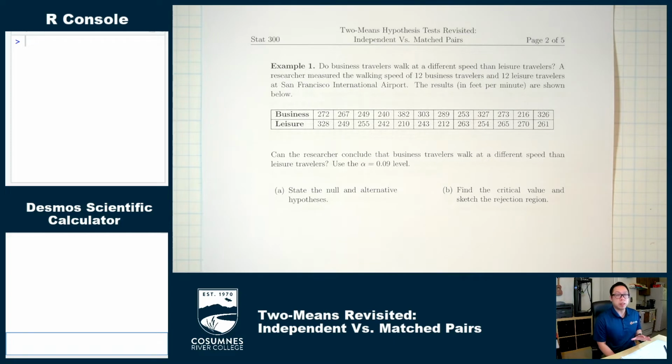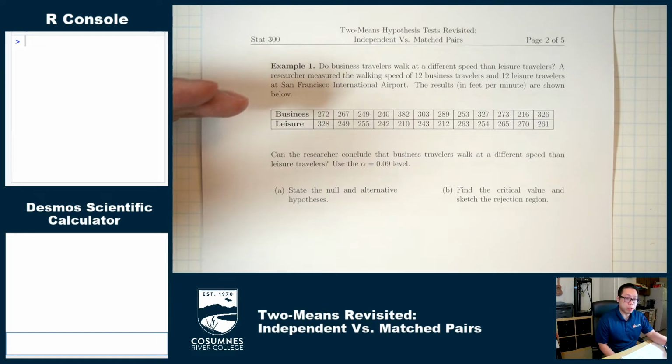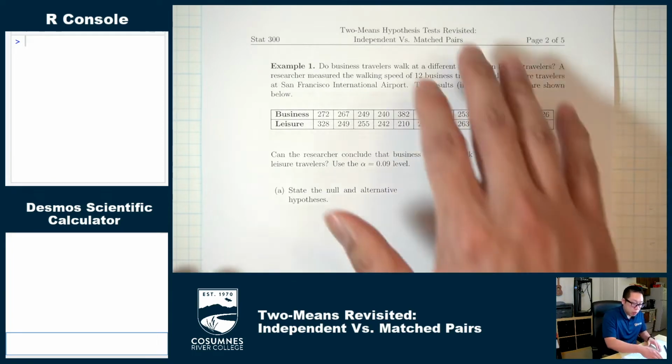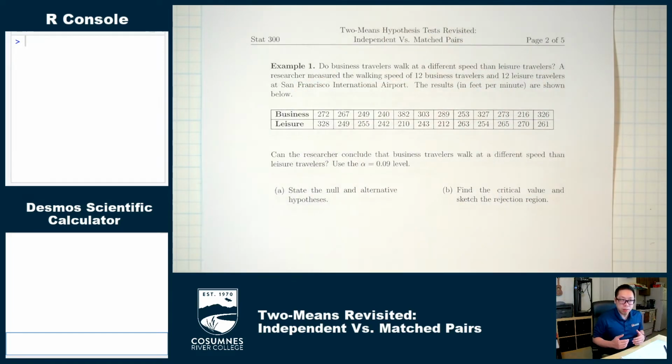The first thing we need to decide is, is this an independent situation or is this a matched situation? And remember, there are really two main examples of matched situations: when we're taking two measurements on the same person or thing, or when the people in one sample are related in some way to the people in the other sample. So in this situation, based on reading the description here, is this independent or matched?